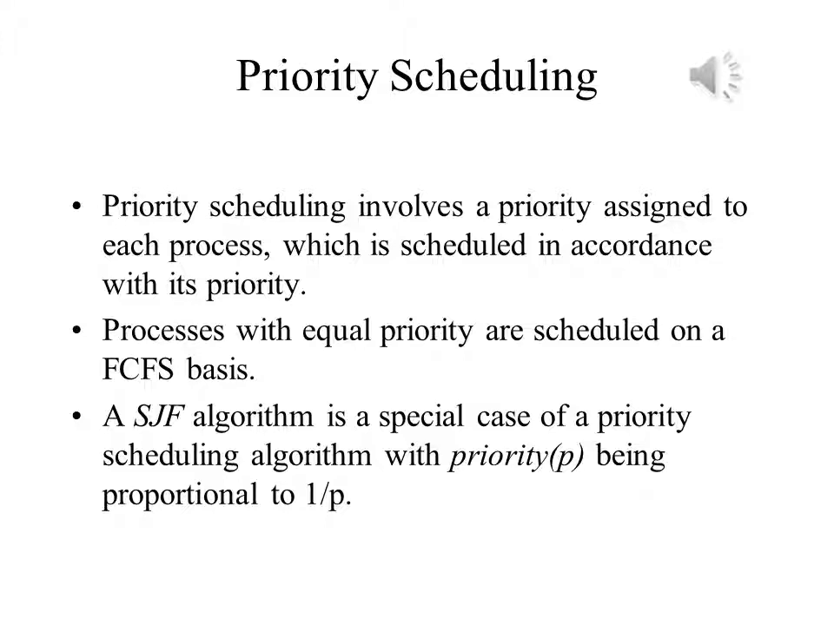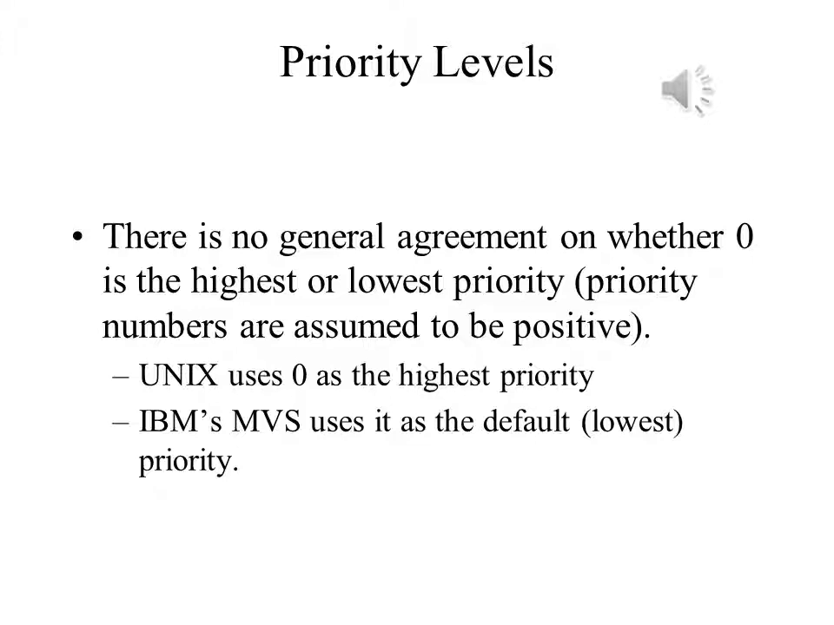The shortest job first scheduling is a special case of priority scheduling, where the priority is based on how short the next expected CPU burst is supposed to be. Does a higher number indicate a higher priority or a lower priority? It depends on the operating system. Unix assumes that the higher the number, the lower the priority. IBM's MVS makes the opposite assumption. In either case, we assume that priority numbers are positive integers for simplicity's sake.